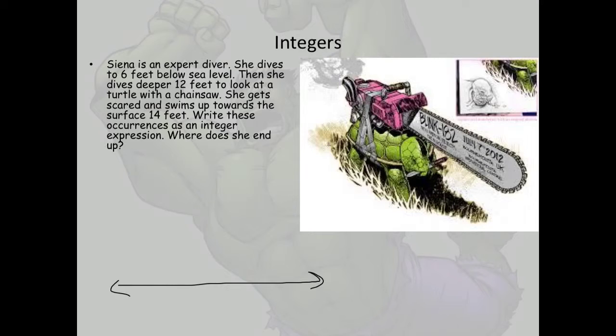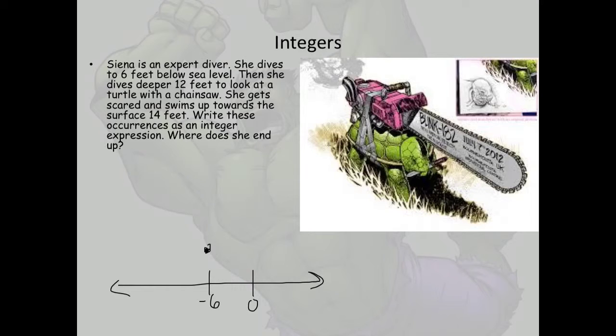So she dives 6 feet below sea level. I'm going to make this 0, and this is going to be negative 6. Now, sometimes you want to make the individual marks. I'm not going to, so we can get the idea of where we are. This is where she starts in the problem. So she's going to dive right there. Okay? Then she dives deeper, 12 feet, to look at a turtle with a chainsaw.